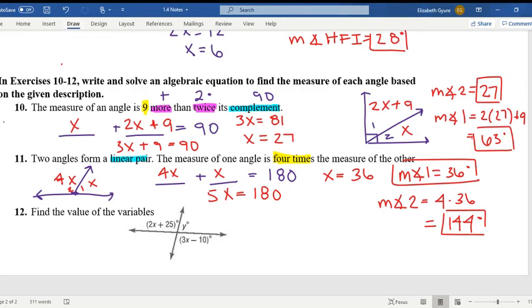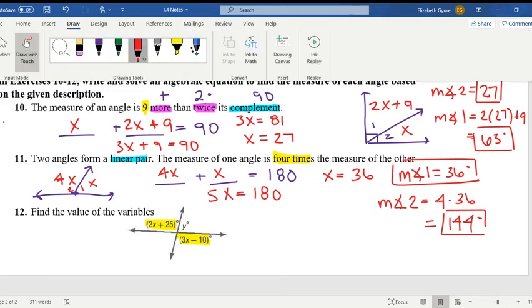And if you take a look, here in this angle, you have a 2x plus 25, and then down here you have a 3x minus 10. Those both have x's, so maybe we can write an equation with it. And if you look, again, we have our X shape. That means these are vertical angles. If you folded this picture in half, these would line up perfectly, which means they are congruent, right? Vertical angles are always congruent. So let's set up an equation with that.